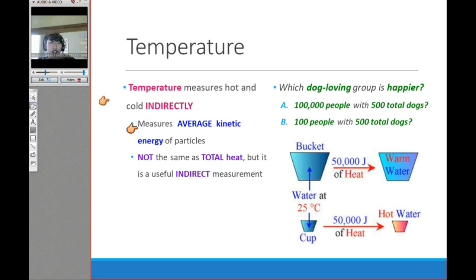We measure temperature all the time, right? Tell me in the chat box, what's the current temperature of where you live? What is the current temperature of where you live?